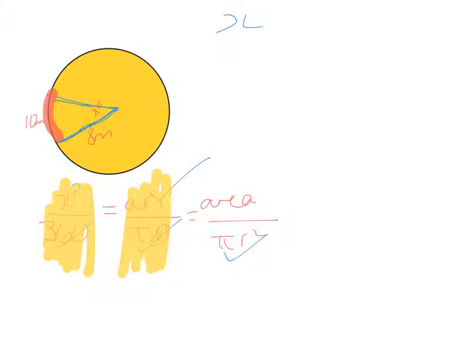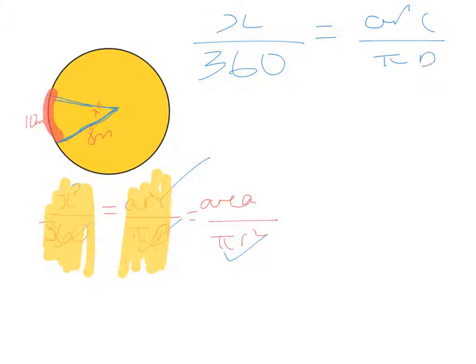So x over 360 equals your arc over pi d. So it's going to be x over 360 equals the arc, which is 10, over pi times 8. No, it's not going to be pi times 8 because 8 is the radius. So it's going to be pi times 16.